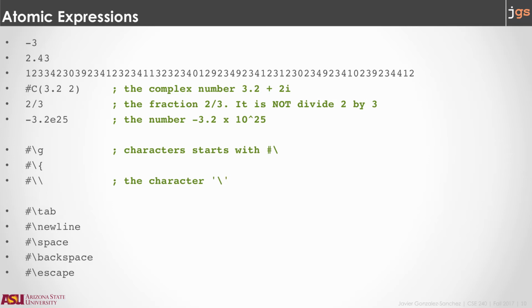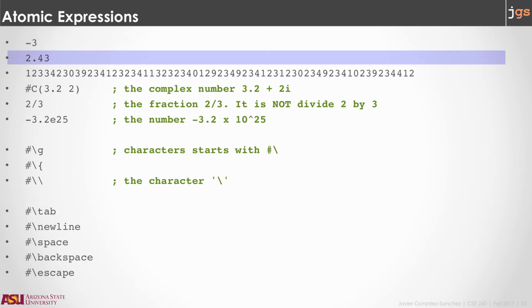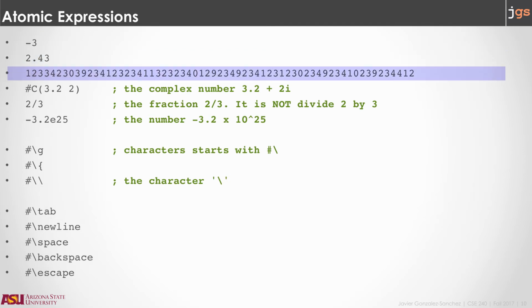We have numbers, integers, positive and negative. We have floating point numbers. We have big integers. So this line here represents an integer. That is perfectly correct in Lisp. If you try to store one integer like this in Java, C, or C++, you are going to have problems. But in Lisp, it's perfectly fine.